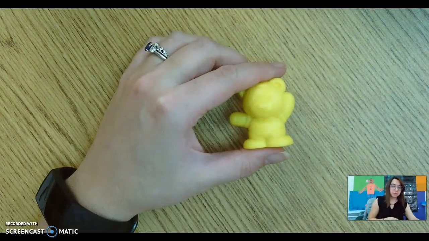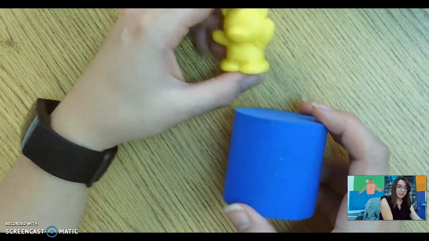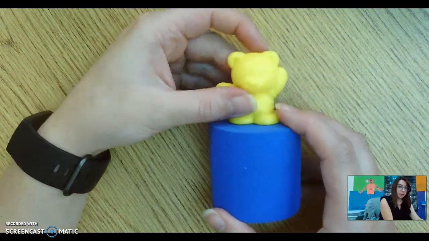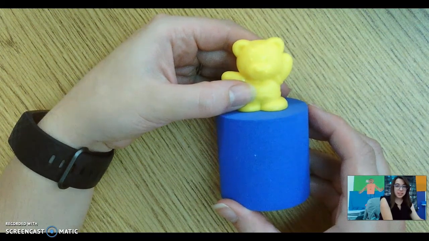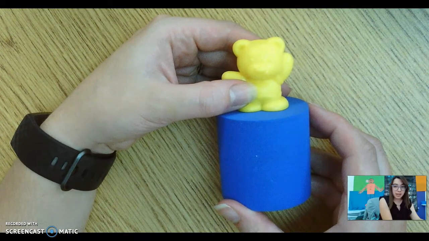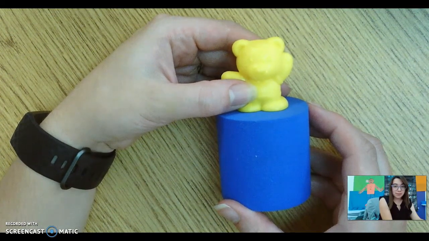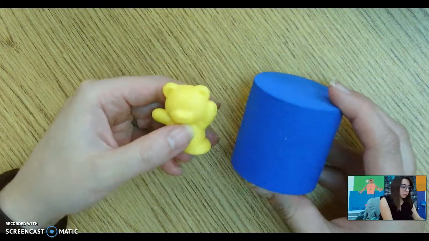Okay, here is our bear friend, and here is a, what is that? Cylinder. Where is my bear friend? Yeah, my bear friend is on top of the cylinder. Repeat after me. Say, the bear is on top of the cylinder. Very good.